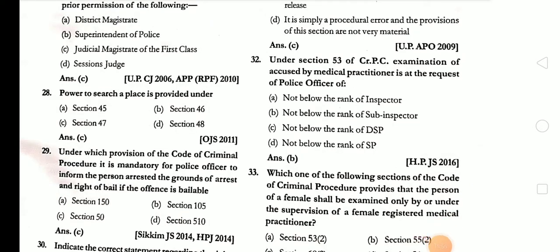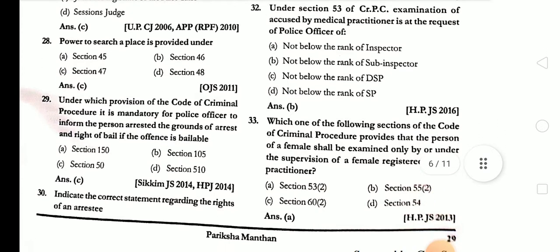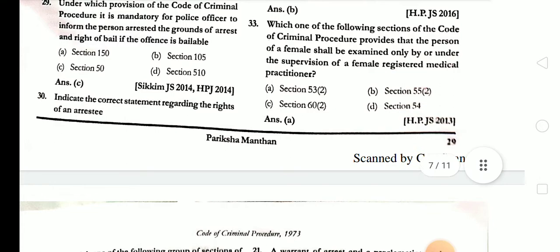Next question, under section 53 CRPC, examination of the accused by a medical practitioner is at the request of a police officer of, answer, not below the rank of sub-inspector. Next question, which of the following sections of CRPC provides that the person of a female shall be examined only by or under the supervision of a female registered medical practitioner? This is provided under section 53 subclause 2.